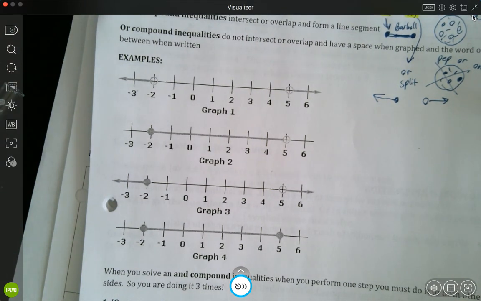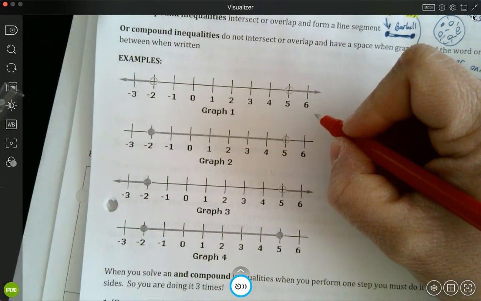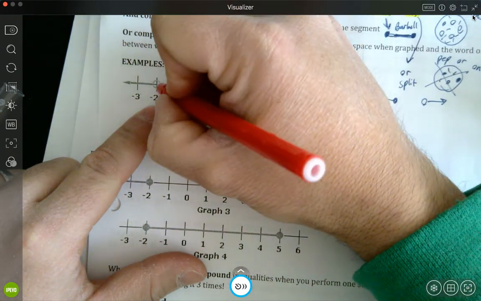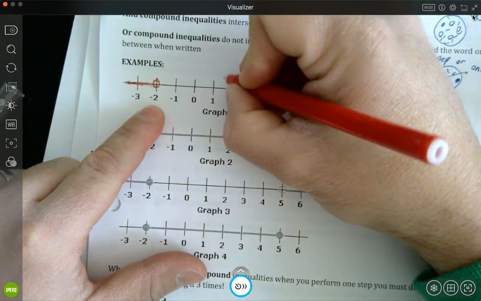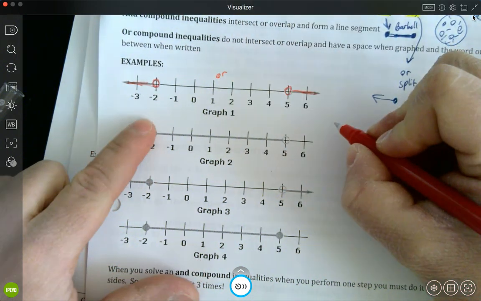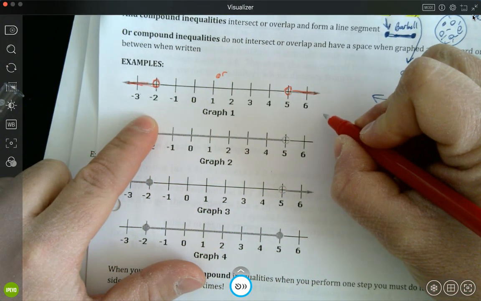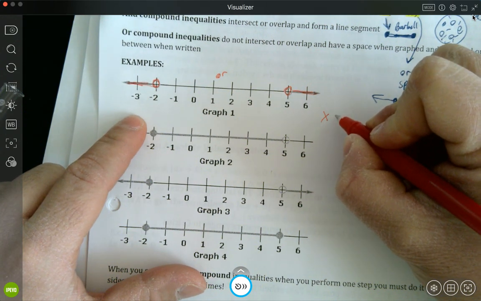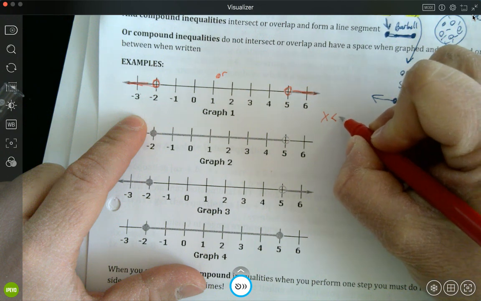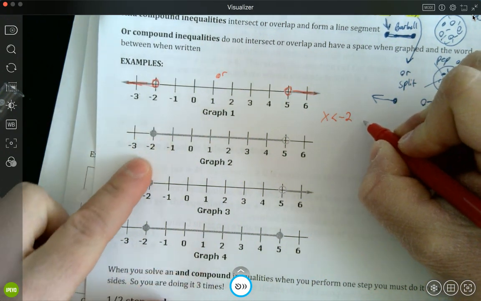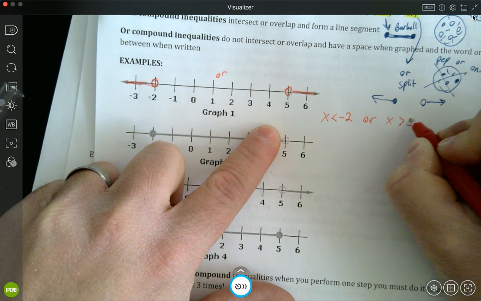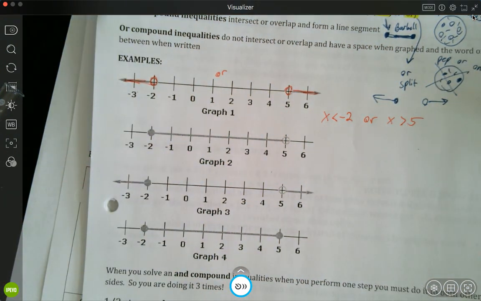When we do some examples, it might make a little bit more sense. For the first one, if you look here, we have a graph, and already you can tell, if I go over here in red, it's definitely a split. So I already know that this is going to be an or. I'll use x for my variable. I'll start over here. X is going to be less than -2 because it's an open dot, or it could be x is greater than 5. So that's how you would write that solution.